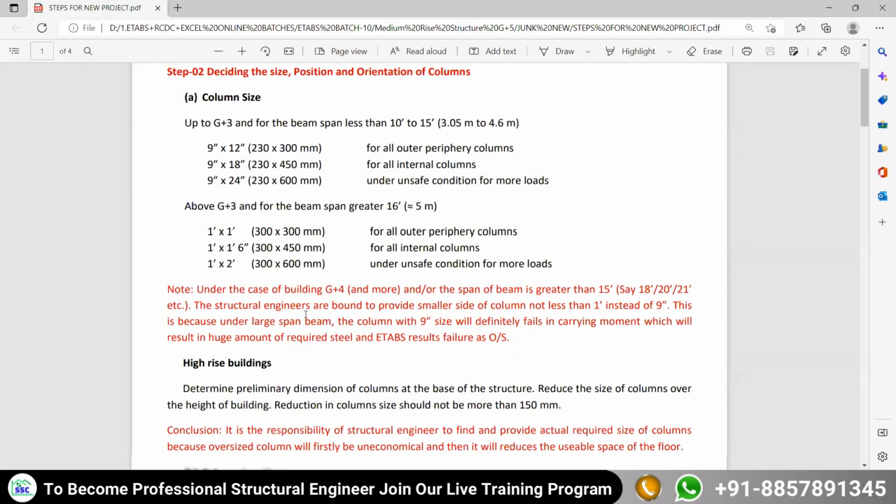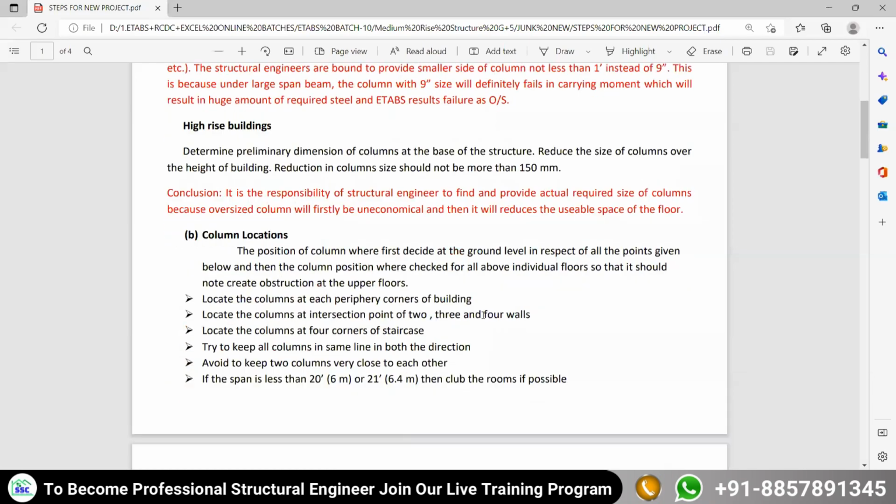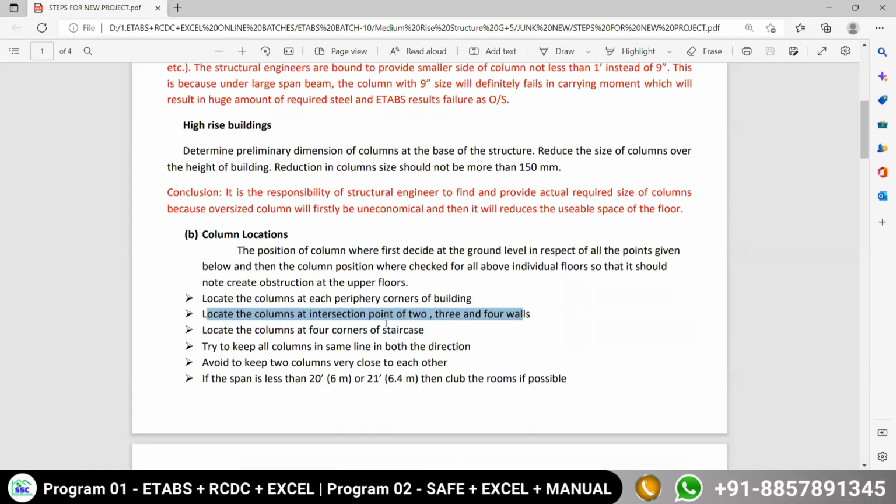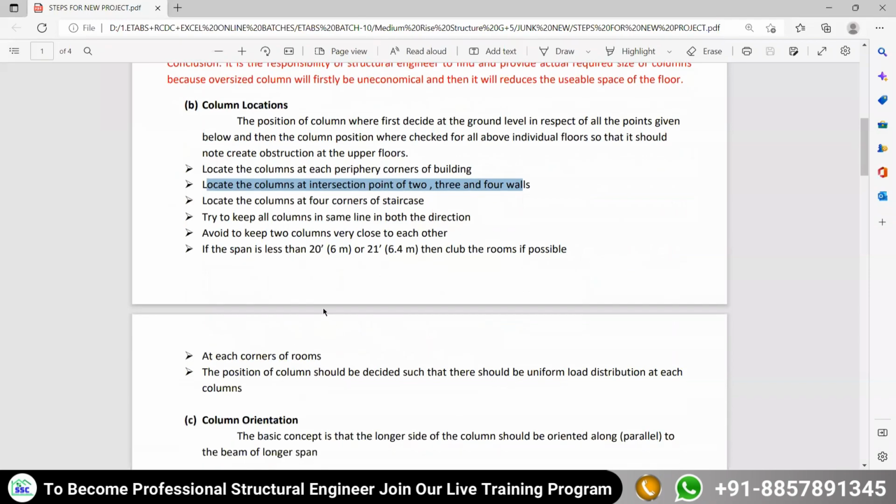Columns should be at the corners, at the 4 corners of the staircase, and at the intersection of 2, 3, 4 walls. We should try to keep all the columns in the same line, in both directions. Avoid keeping 2 columns very close to each other. Okay, these are the recommendations we are going to follow.